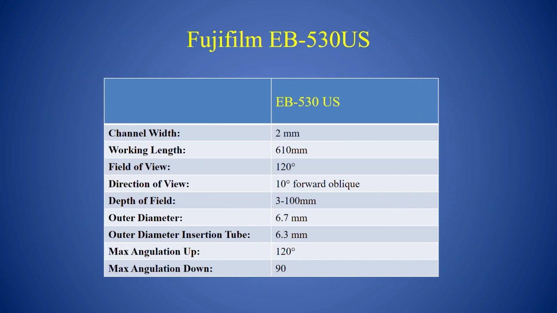Coming to the Fujifilm scope, which is the EB530US, using a Fujifilm scope is almost like using your normal bronchoscope. The forward angle of viewing is 10 degrees. It's as close to 0 degrees as possible. It has a greater depth of field as compared to the Olympus scope. The angulation is 120 degrees forward and 90 degrees backwards.